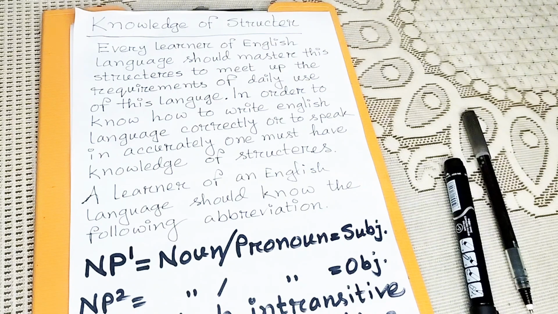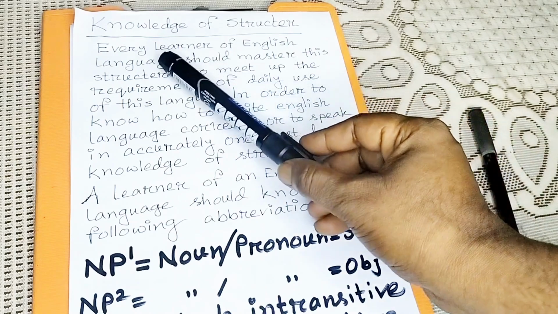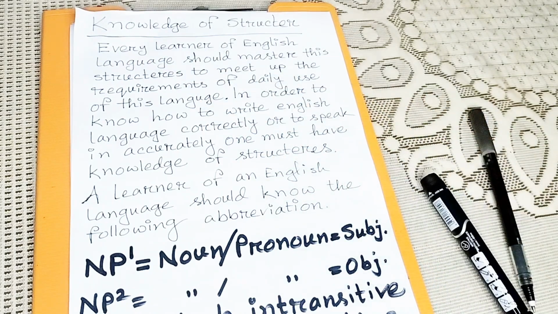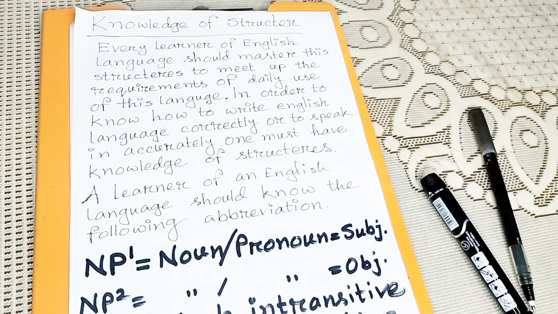Every learner of the English language should master these structures to meet the requirements of daily use of this language. In order to know how to write English correctly or to speak it accurately, one must have knowledge of structures. A learner of the English language should know the following abbreviations. Dear viewers, follow me.